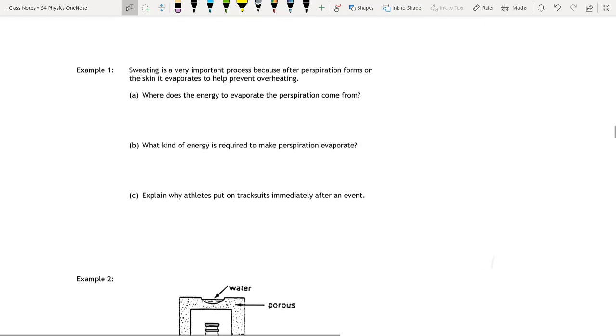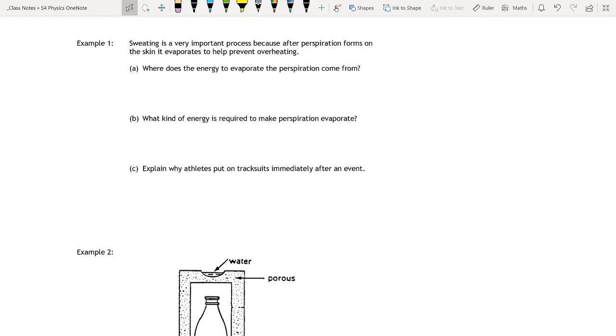Okay. Right, so example 1. Sweating is a very important process because after perspiration forms on the skin, it evaporates to help prevent overheating. Where does the energy to evaporate the perspiration come from? So you've done a run. Oh, I suppose originally it does, but where directly does it get that heat energy from to evaporate?